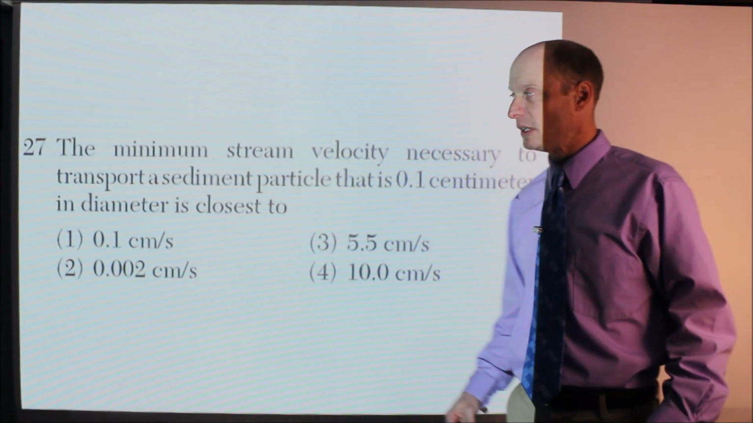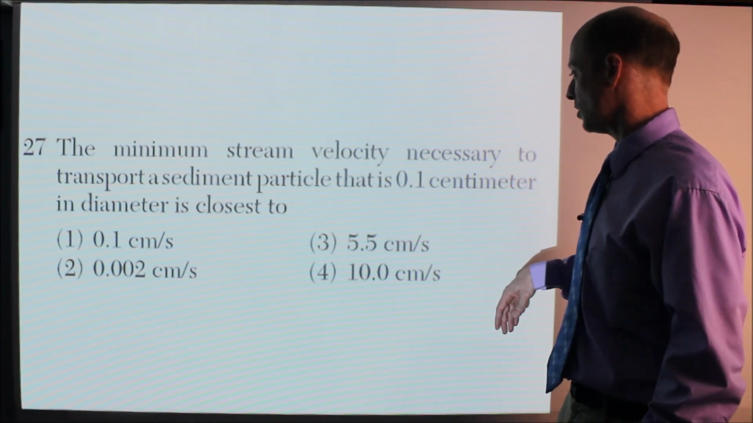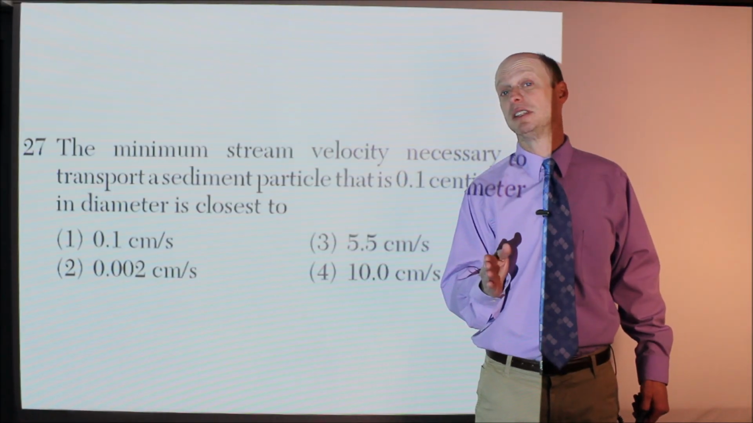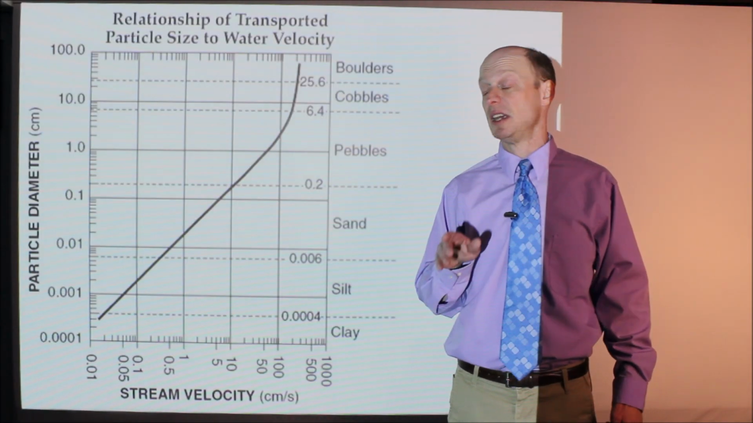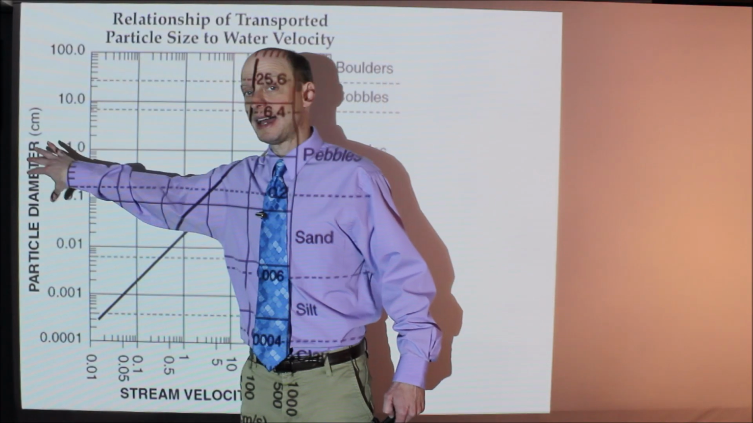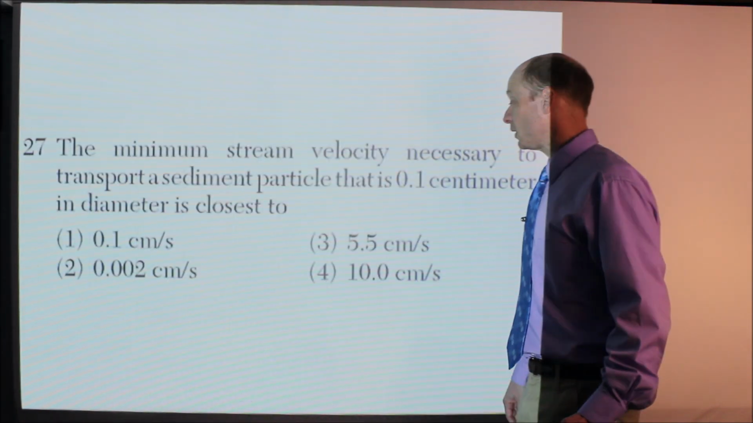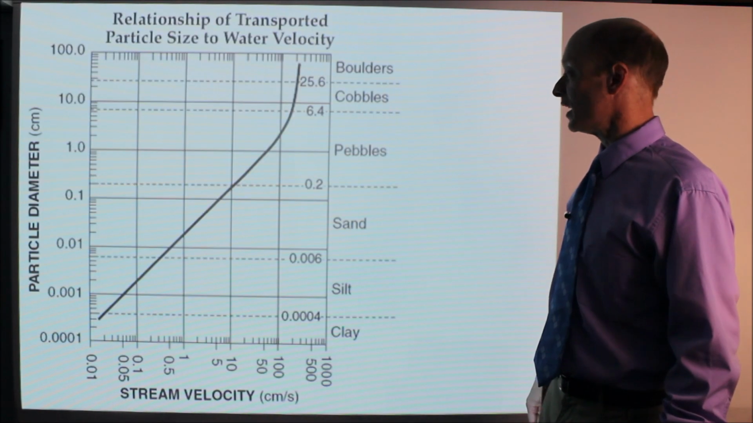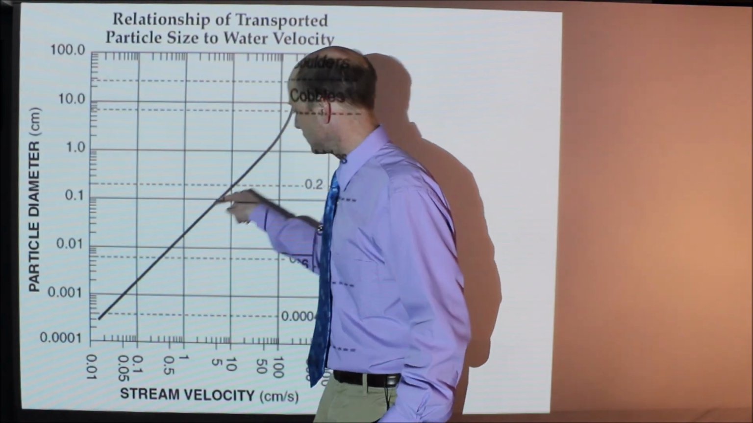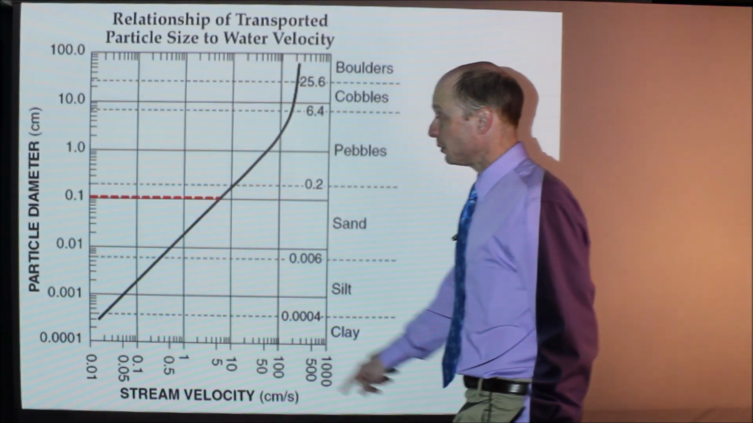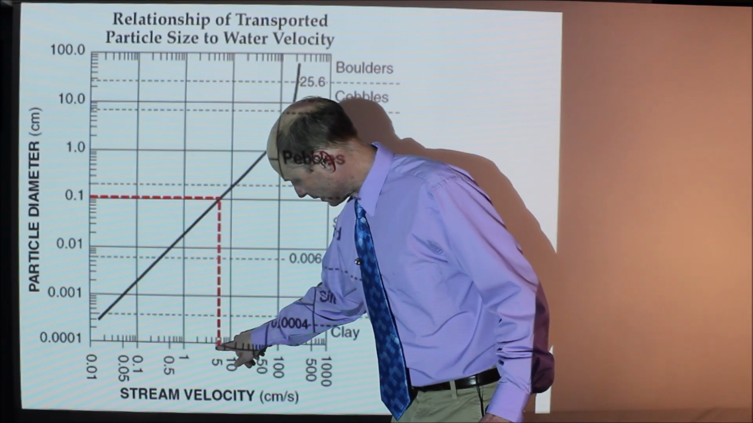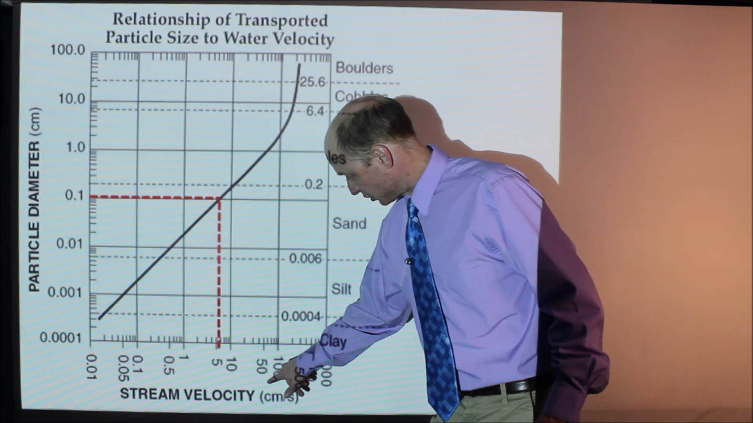27. The minimum stream velocity necessary to transport a sediment particle that is 0.1 centimeters in diameter is closest to which one of these? Absolutely need the reference table, page number 6. Here we go, and this is the chart. It has stream velocity here and particle diameter here. So what are we looking for? We are looking for 0.1 centimeter in diameter. That's going to be right here. And this line is what gives us our data. So we're going to go across to this line, and then we're going to go down. And this is about 5, maybe a little above 5 centimeters per second.